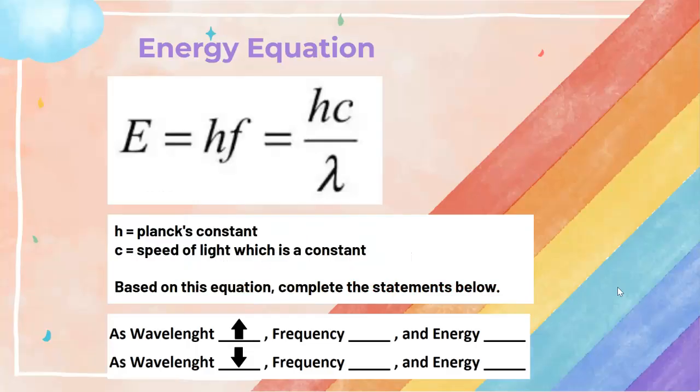There is an equation that shows this relationship, and that is the energy equation, which is E equals hf equals hc over lambda. h stands for Planck's constant, so that's a constant. c stands for the speed of light, which is also a constant. So really the only things that you're manipulating in this equation are energy, frequency, and lambda, which is wavelength. So based on the equation, go ahead and see if you can complete the statement below.